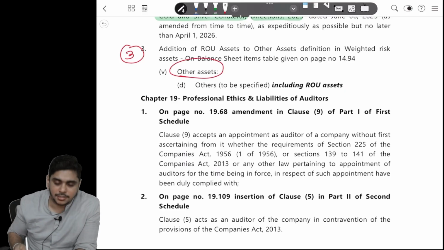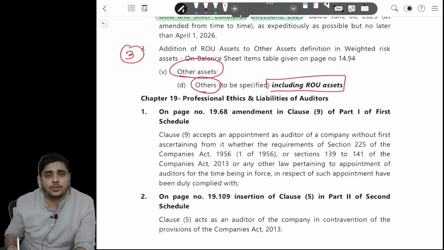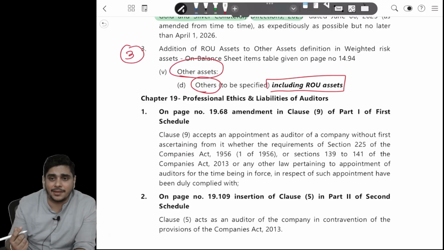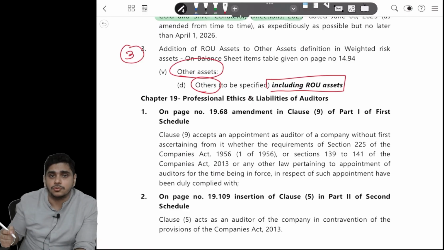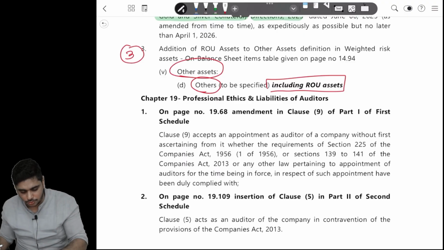Towards the end, other assets. If you see, there's an asset called others. In others, what they have written is included ROU assets, right of use. You must have studied the right of use asset in the leases chapter. So it is again an addition in that RWA calculation. So it is from the module. I'll show you where it is.